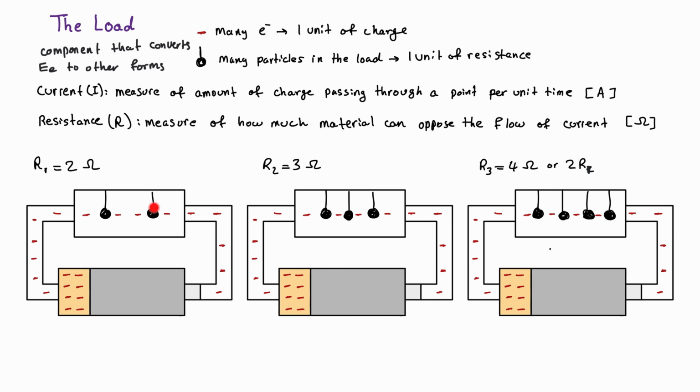And as soon as they start vibrating, the movement of these particles causes heat and light and maybe other forms of energy as well. But the movement here and how fast they move is the idea of current. So current is a measure of amount of charge. So how much charge is passing through a point per unit time, and it's measured in a unit which we call ampere and usually show it with the letter A.